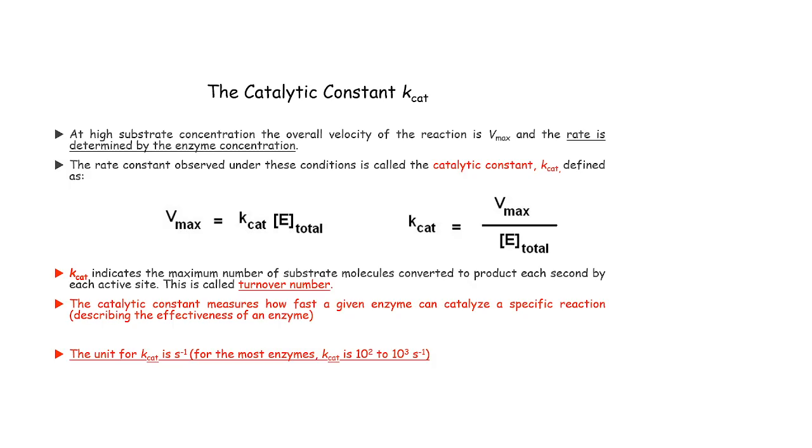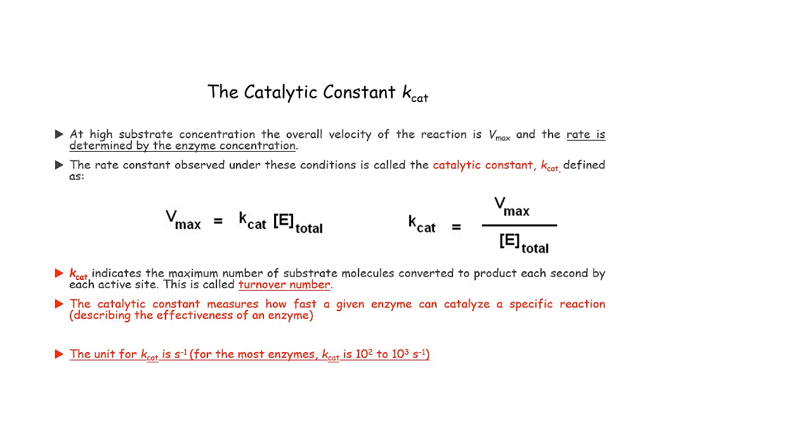So Kcat basically indicates the maximum number of substrate molecules converted to product per second by the active site. So two important factors are here: the maximum number of substrate molecules that have to be converted to the product every second. Based on that, the Kcat value is determined. You also know this Kcat value by the term turnover number. It is the same: how many molecules of substrate are getting converted to the product per second. So the rate constant is the Kcat and the term is the turnover number.